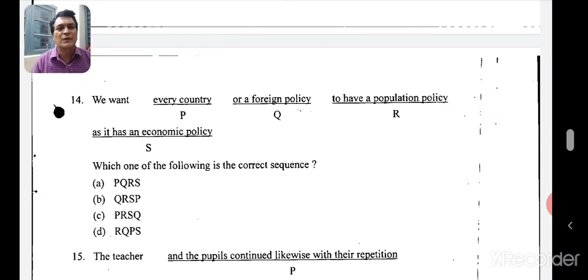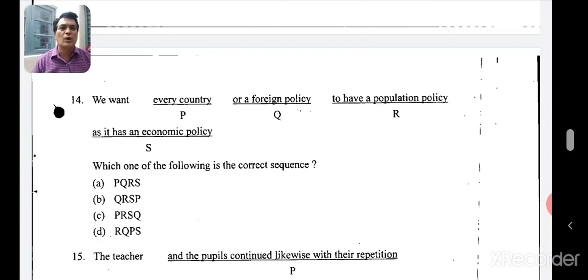We want every country or a foreign policy to have a population policy as it has an economic policy. We want every country to have a population policy as it has an economic policy or a foreign policy. So we want every country to have a population policy. We want whom? We want every country. So it has to begin with P. So if it begins with P, we want every country to have, we want two. So two will come. We want every country to have.